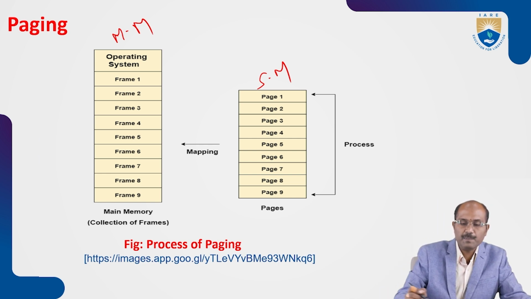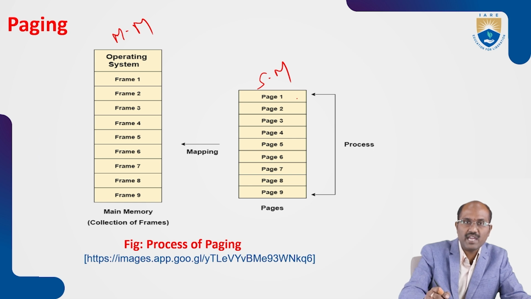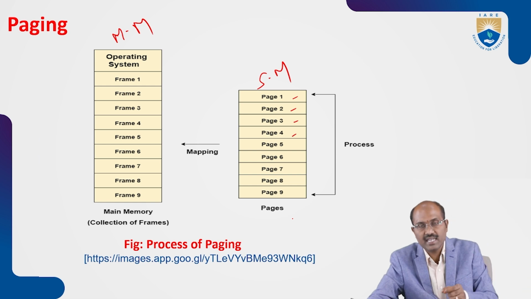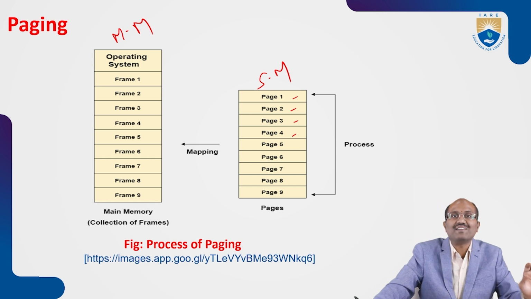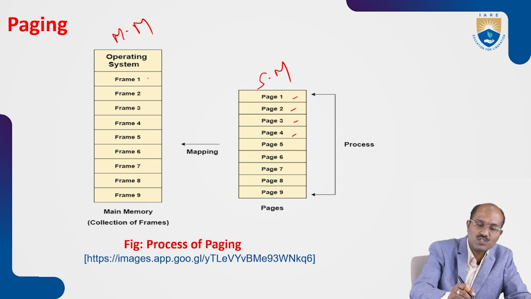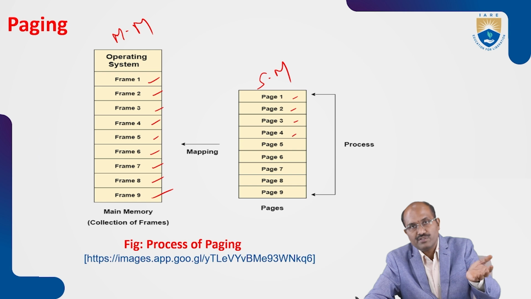There are 9 pages in the secondary memory: page 1, page 2, page 3, page 4, and so on up to page 9. These 9 pages can be mapped into the primary memory, where they become frames. Page 1 becomes frame 1, page 2 becomes frame 2, page 3 becomes frame 3, page 4 becomes frame 4, page 5 becomes frame 5, page 6 becomes frame 6, page 7 becomes frame 7, page 8 becomes frame 8, and page 9 becomes frame 9 individually.